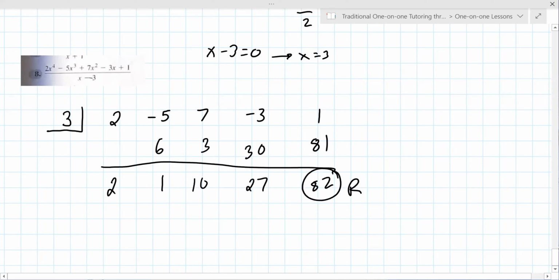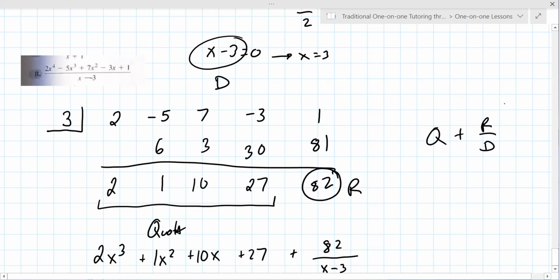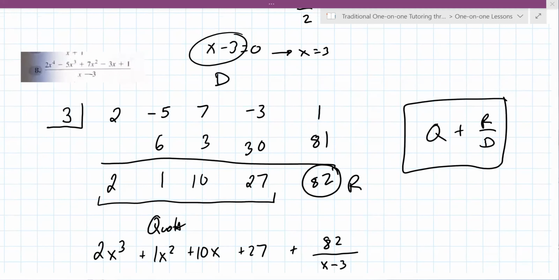This is your remainder. This is your quotient over here. And this is your divisor. So the 2, it was x to the 4th. Now it's 2x cubed plus 1x squared plus 10x plus 27. So all those coefficients, they're 1 degree less than it is now. Plus 82 over x minus 3. It's always quotient plus remainder over divisor. And that's what you have here. And that's the summary statement in fraction form.